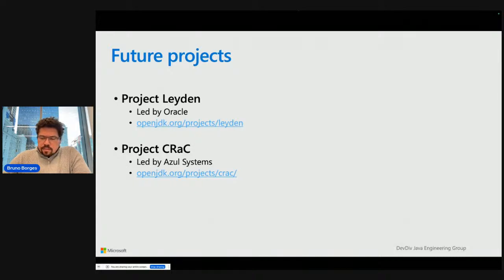There are future projects in this space to improve startup time. One is Project Leyden by Oracle, and the other one is Project CRaC by Azul Systems. Both projects have similar goals: improve the startup time and warm-up time. Startup time is the time that the JVM and your application take to start, and warm-up time is the time that it takes to hit peak performance to some degree. And both Leyden and CRaC aim at improving not only startup time, but also warm-up time.